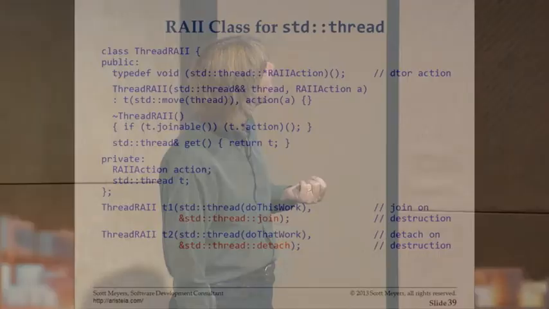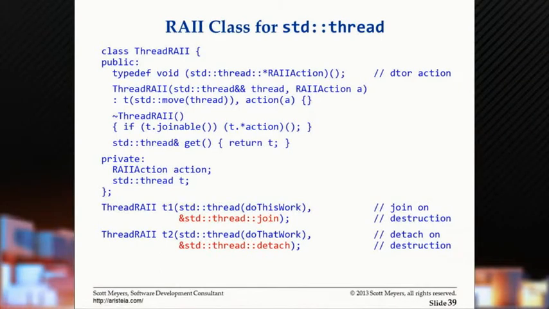Maybe I'm missing something. Join or detach should not be called on an unjoinable thread. Is it correct? Okay. And now there is no synchronization in the destructor. We ask if the thread is joinable, and now it becomes unjoinable, and we call the action.